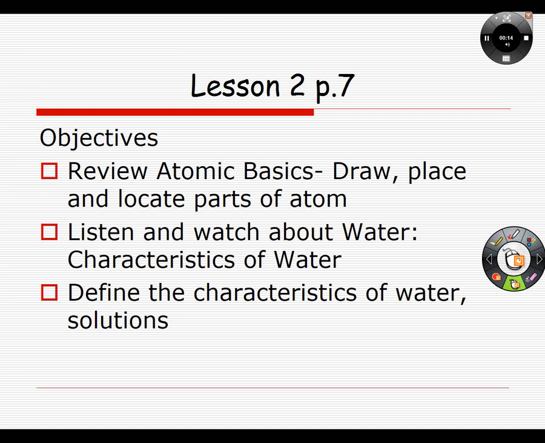So I hope that you're going to be able to draw, place, and locate the different parts of the atom on a corresponding worksheet that I believe is on page 18. You're going to listen and watch about water, the characteristics of water. However, if you're listening to this recording, you won't be able to watch that video. I hope you're able to look up and find the characteristics of water on your own. We also define the characteristics of water and that of solutions.